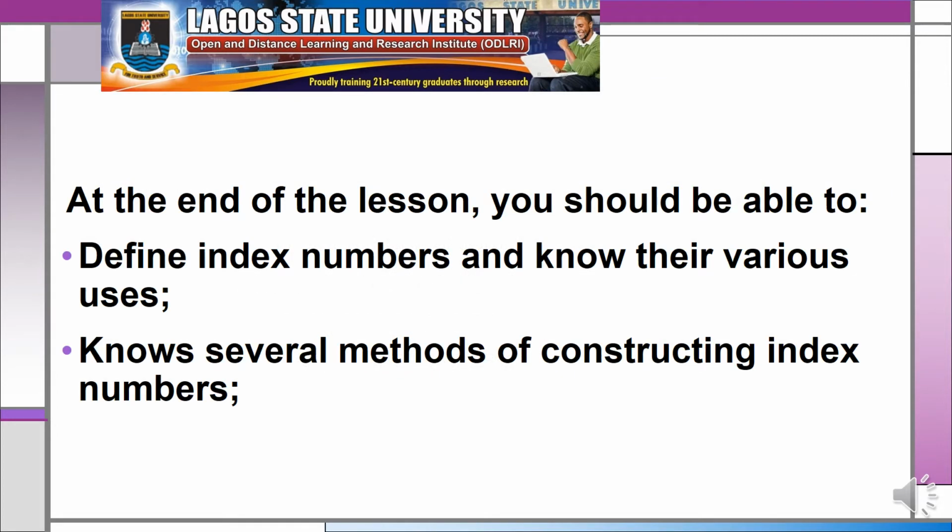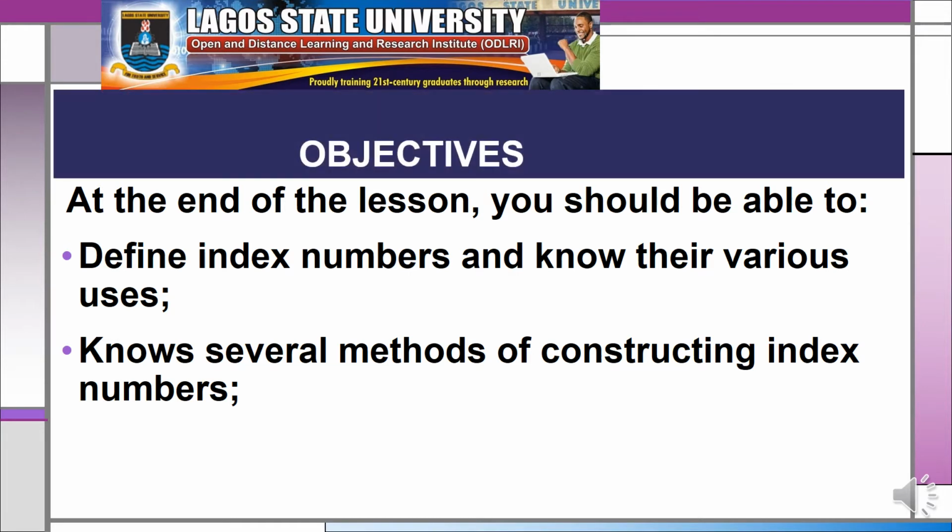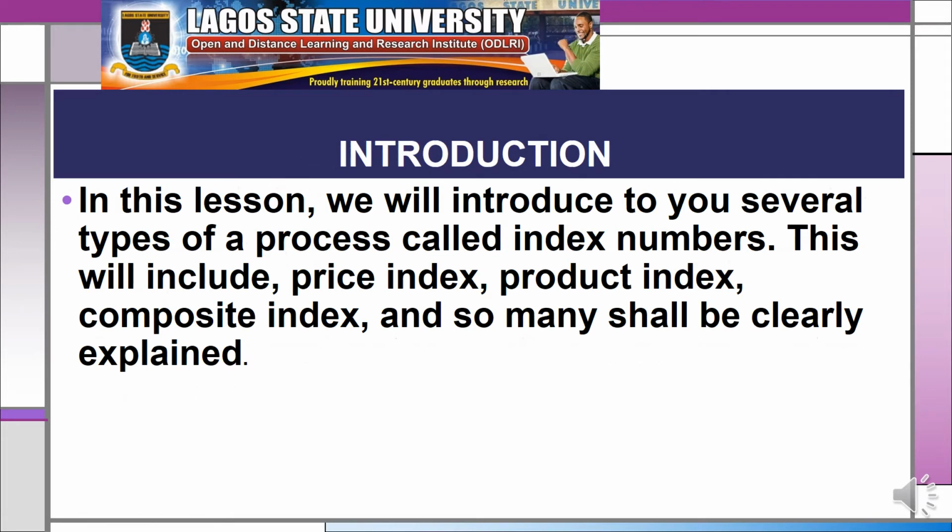Objectives of this lesson. At the end of this lesson, you should be able to: 1. Define index numbers and know their various uses. 2. Know several methods of constructing index numbers. In this lesson, we will introduce you to several types of process called index numbers. This will include price index, product index, composite index, and so many shall be clearly explained.